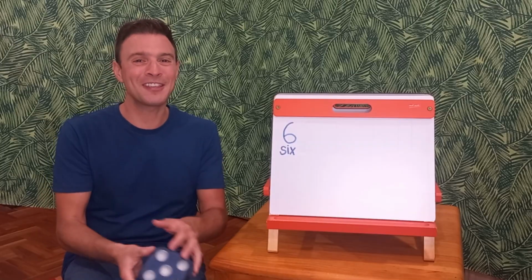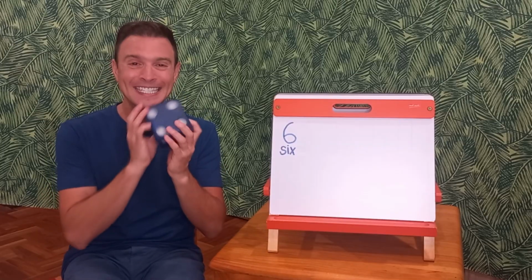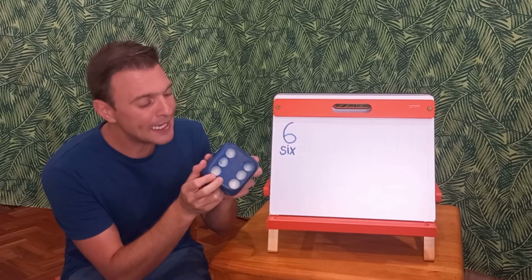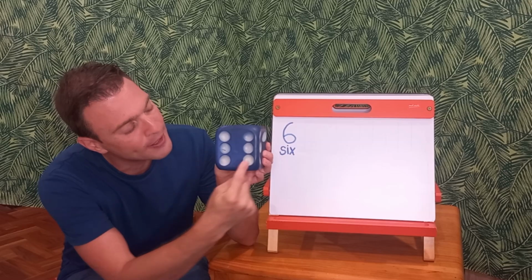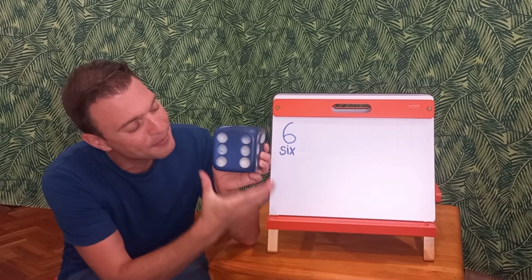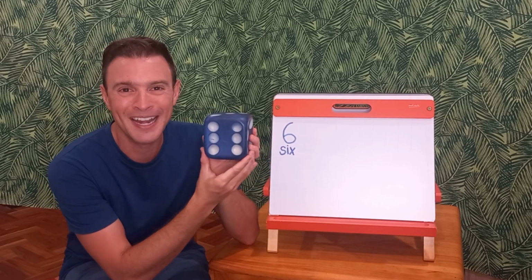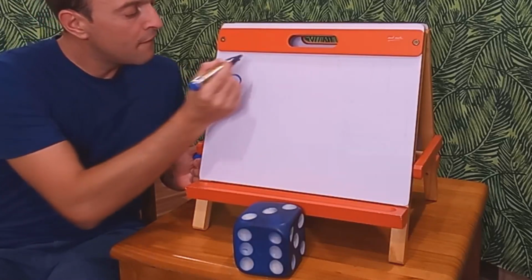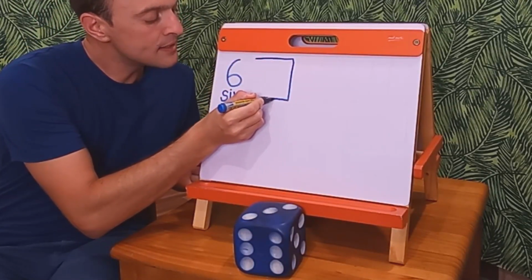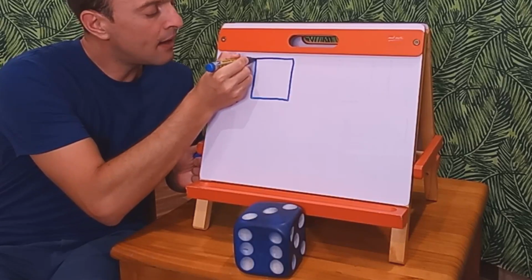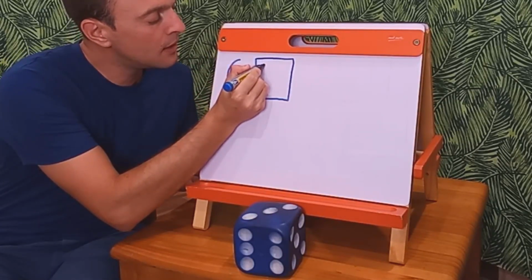I'm sure you know this way to show 6. Yes, on a die. And here is the number 6. 3 dots here, 1, 2, 3. 3 dots here, 1, 2, 3. I'm going to record this on my board next. First I'll draw the square dice face like this. And now I'll draw 3 dots on this side.